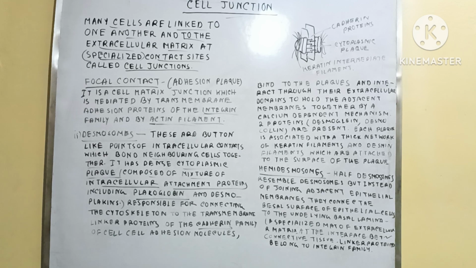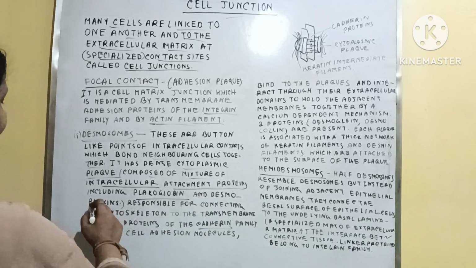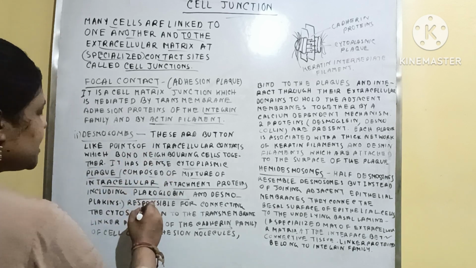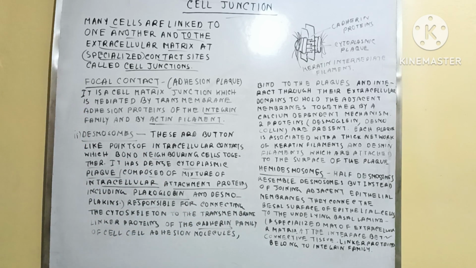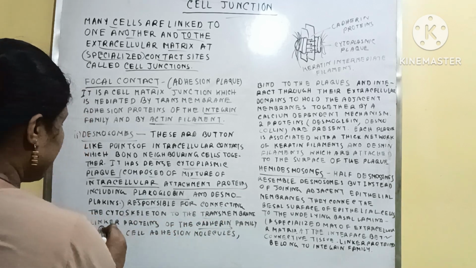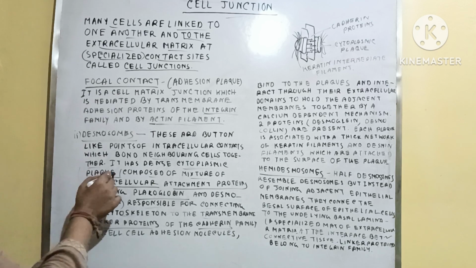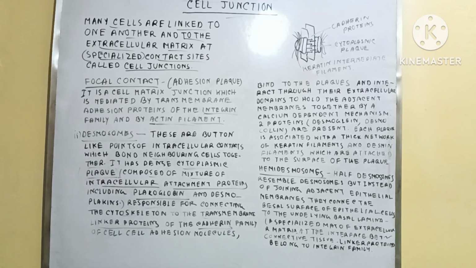And here what kind of proteins are there? One is the plakoglobin and another is the desmoplakin. These two proteins are joined to each other to make the cytoplasmic plaque. Okay, this plaque is responsible for what? Connecting the cytoskeleton to the transmembrane linker proteins. So here the cytoskeletons are connected with the transmembrane linker proteins by this plaque. And obviously these linker proteins belong to the cadherin family.